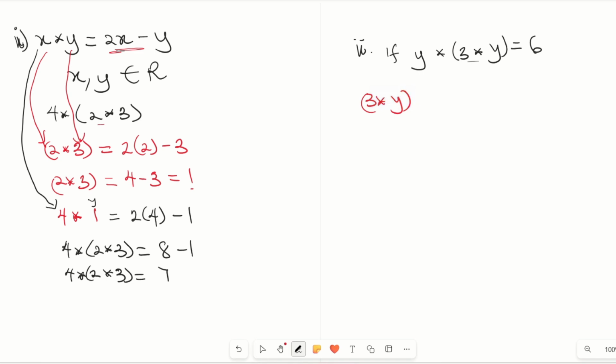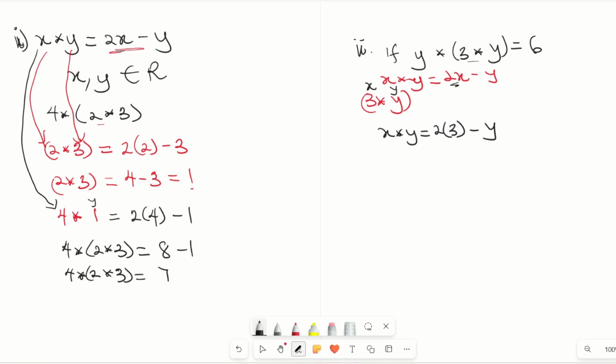So we are dealing with the operation x operation y is equal to 2x minus y. So this implies that wherever we see our 3, we will substitute our x for 3, and wherever we see our y, we will maintain the y there in the operation here. So it means that our x operation y will be equal to 2 multiplied by 3 minus y. So we have our 3 operation y to be equal to 6 minus y, right?